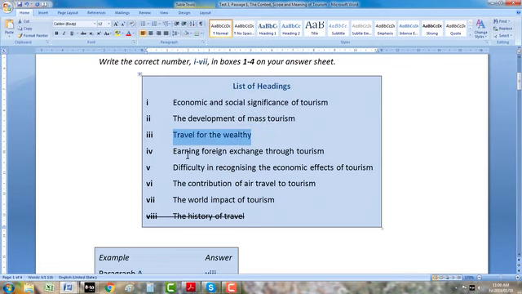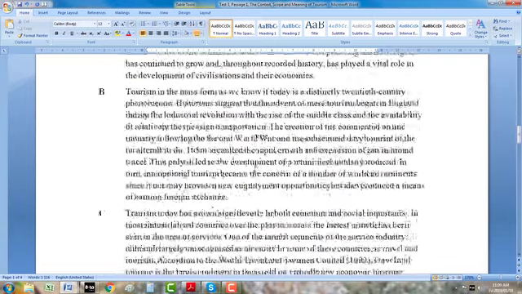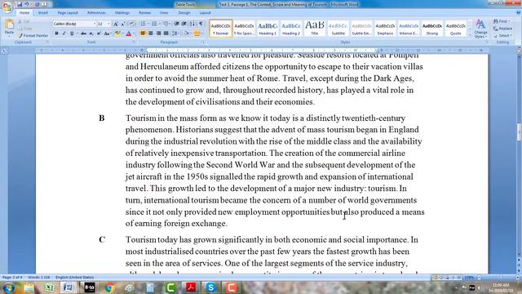Travel for the wealthy, no. Foreign exchange, no. Economic effects, no. Air travel, no. World impact, no. So far I'm thinking definitely this one, but I want to spend a little bit of time on this paragraph. It's a very interesting paragraph. Sometimes in IELTS you get what you call a process paragraph. So just take a look at this paragraph and look at all of the process language. See if you can find all of the process language in this paragraph.